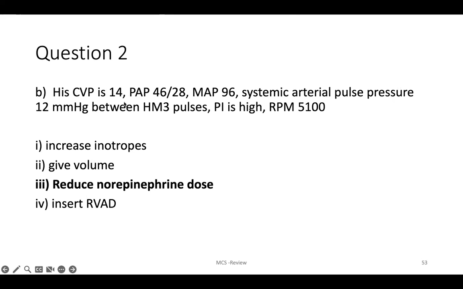So here, if you give some volume to a patient with a CVP already 14, he is not going to do well. If you increase inotropes, I don't think so, because you already have a good MAP and good pulsatility. And because the PAP is pretty high, you have a pretty high PAPI. So I don't think there is an RV failure, whereas the CVP is a little bit borderline. So I agree with the answer again, reduce norepinephrine dose.